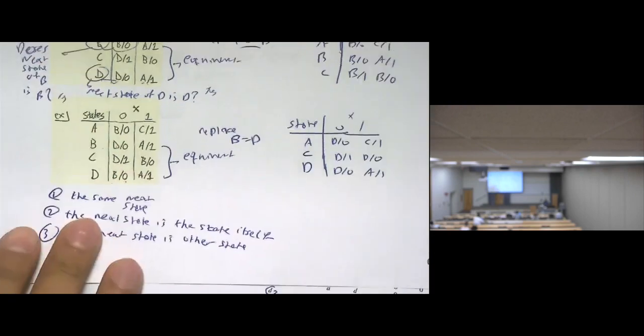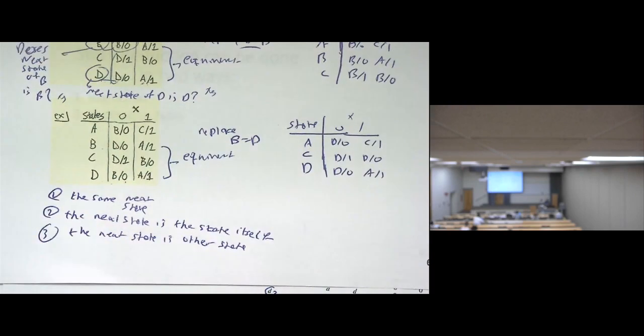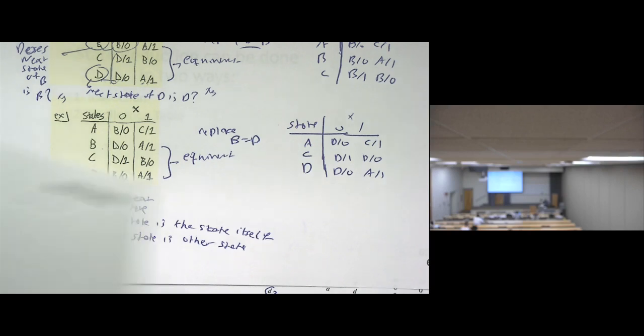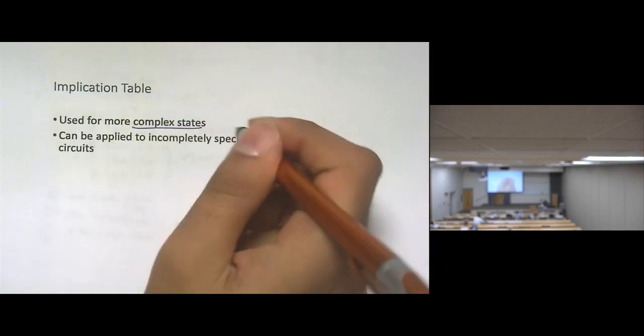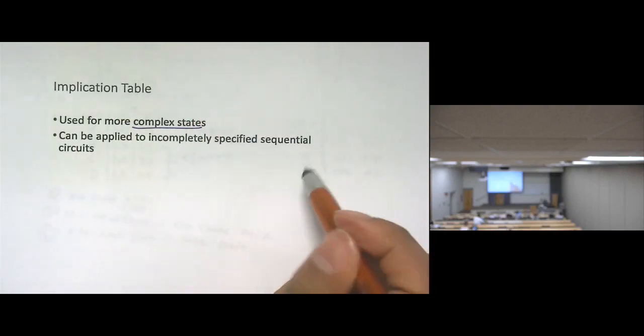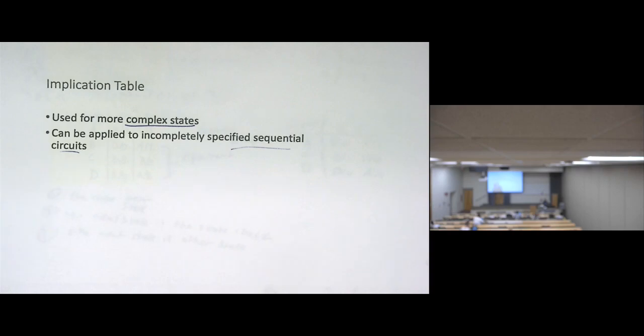In this small table, yes, we can find it easily. But how about when we have more complicated states, more complicated switches, which is most likely the case in real-life applications? They are more complicated than that. So we can use some methods. It's called implication table, where we follow some procedures to do this simplification. It is used for complex states. It can be applied to incompletely specified sequential circuits, to do some analysis.